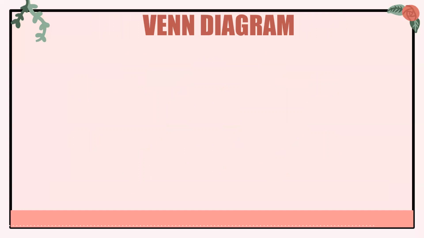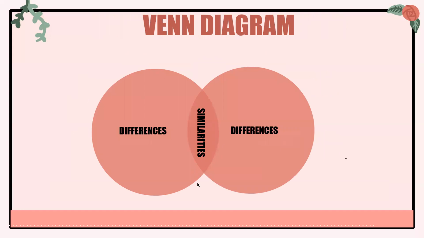We have another comparison organizer, which is in the form of a Venn diagram. In the Venn diagram also, there are two circles. That means I'm dealing with two different topics.